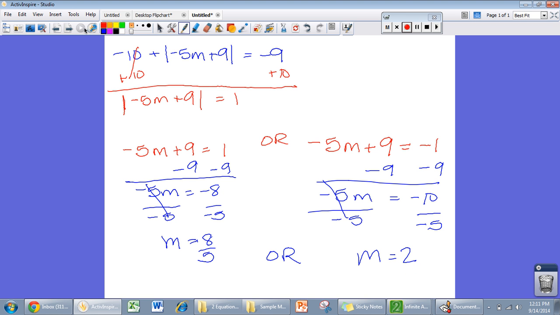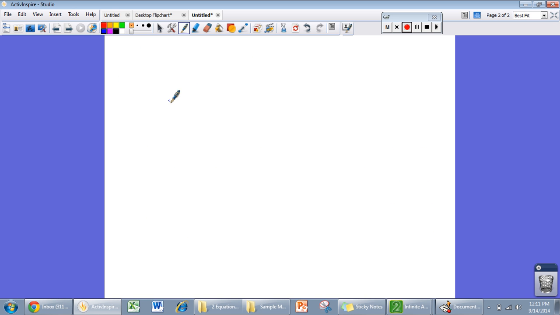Let's take a look at the next problem. We have negative 1 minus the absolute value of 2 plus 9n equals 69. We're going to start out again by isolating our absolute value. So we're going to add 1 to both sides. Now don't forget, when we cancel this out, this is a negative, so we can't forget it.